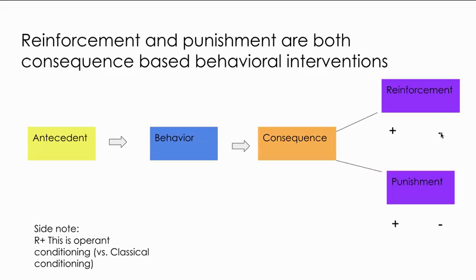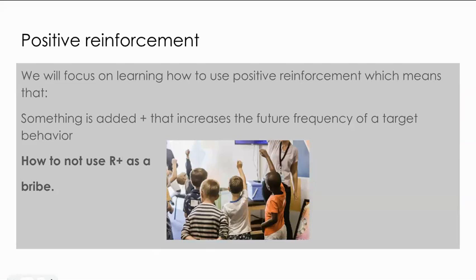There is also something called negative reinforcement, where a stimulus is removed to encourage future behavior to happen more frequently. But in today's slideshow, we're just going to talk about adding a stimulus, or adding something, to encourage future behavior. So one thing that you want to consider is how not to use reinforcement as a bribe. I have a whole separate slideshow on that I would love for you to watch after you have gotten through the basic building blocks of positive reinforcement.